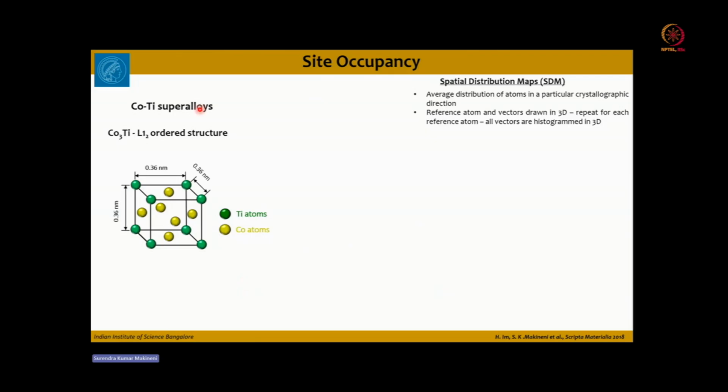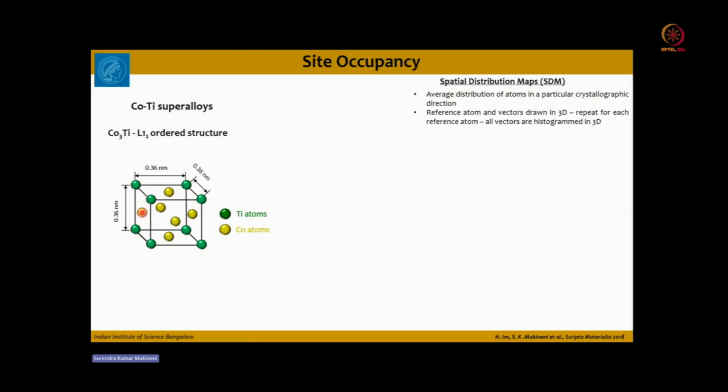Here you can see, I will give you a site occupancy example. Here you can see there is a Co3Ti phase. This is a cobalt titanium based superalloy where there exists a gamma prime precipitate which has an L12 ordered structure. L12 ordered structure is an FCC based ordered structure where cobalt occupies the face-centered positions. Titanium occupies the corner positions.